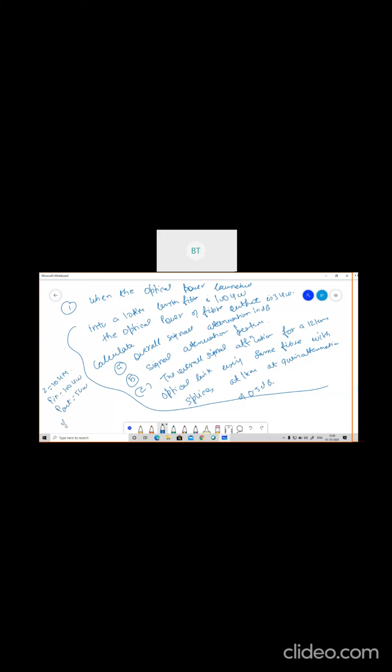So how to calculate the attenuation loss? That is 10 log P in by P out. So I'll write here 10 log 100 by 5, that is input upon output. If you calculate in dB, you will get 13.01 dB. This is the first part. Now in the second part, they are asking you to calculate the signal attenuation per kilometer. For this, you just need to write alpha Z by Z, that is 13.01 upon 10, that is 1.301.